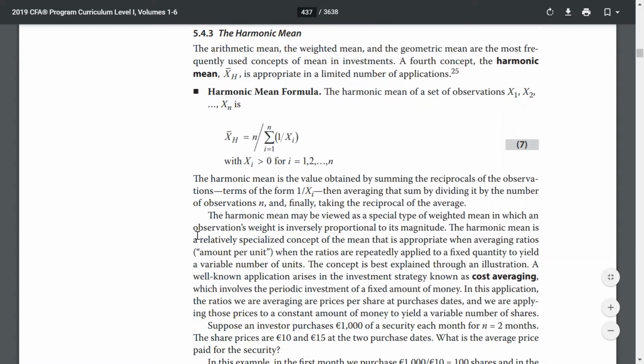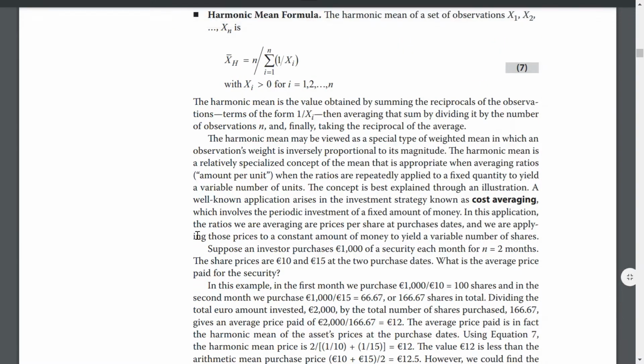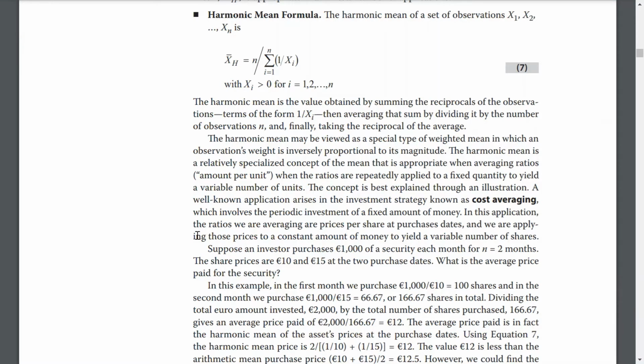The harmonic mean is the value obtained by summing the reciprocals of the observations, in terms of the formula 1 divided by X sub i, then averaging the sum by dividing by the number of observations n, and finally taking the reciprocal of the average. The harmonic mean may be viewed as a special type of weighted mean in which an observation's weight is inversely proportional to its magnitude.